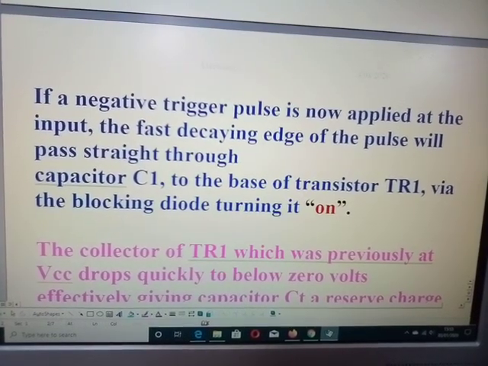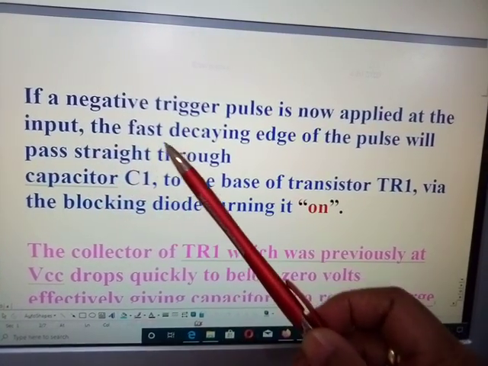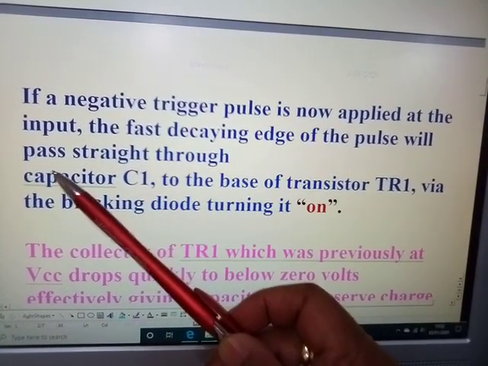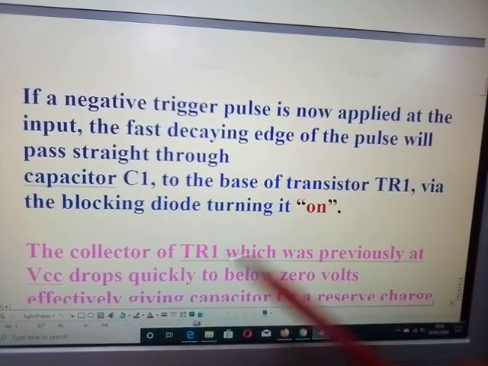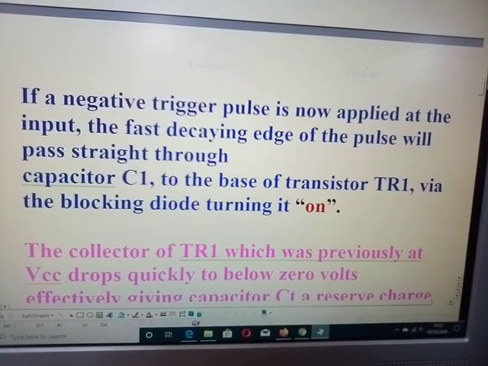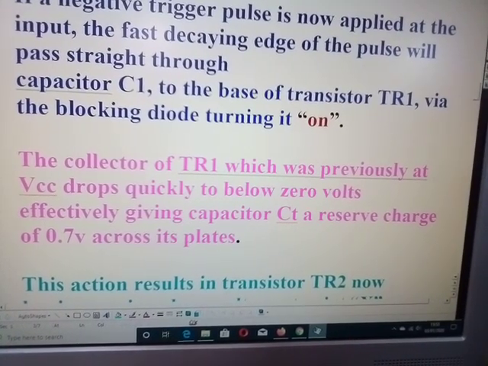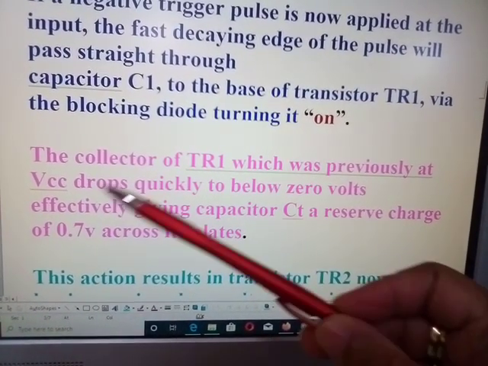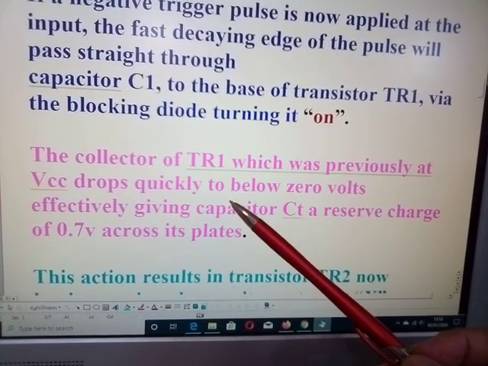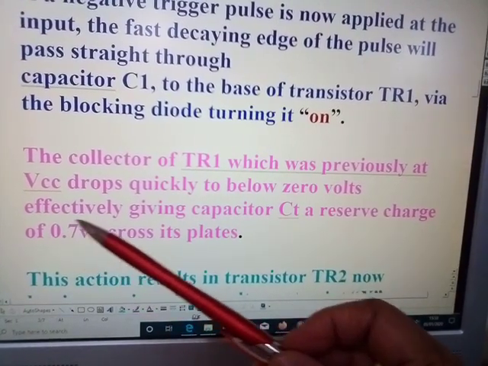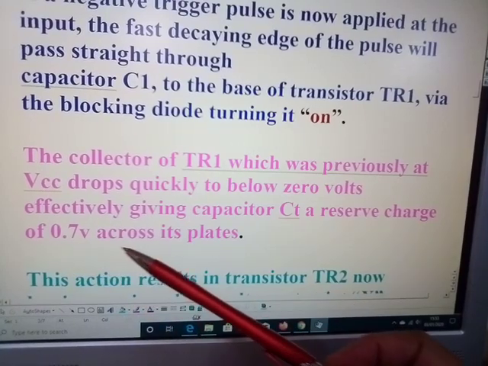Now again, just to recap, if a negative trigger pulse is now applied at the input, the fast decaying edge of the pulse will pass straight through capacitor C1 to the base of transistor TR1 via the blocking diode, turning it on. Now, the collector of TR1, which was previously at VCC, drops quickly to below 0 volts, effectively giving capacitor CT a reverse charge of 0.7 volts across its plates.